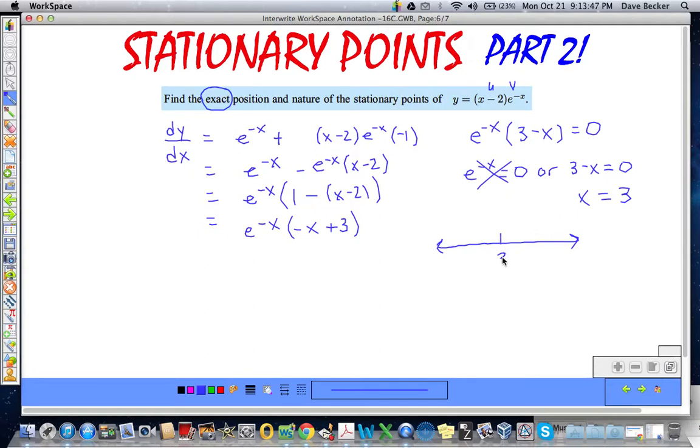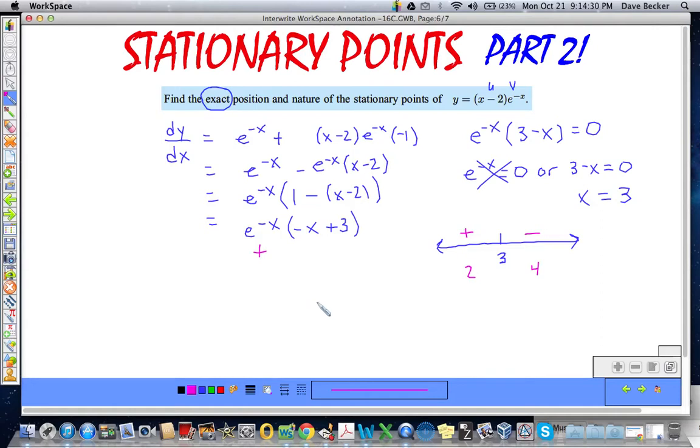So I'll put a 3 here. Let's use this one right here for our test point. For x greater than 3, e to the negative x is going to be a positive number no matter the value of x. It will always be positive. So let's choose 4. So negative 4 plus 3, that's going to be negative. And if we choose 2, negative 2 plus 3, that is going to be positive.